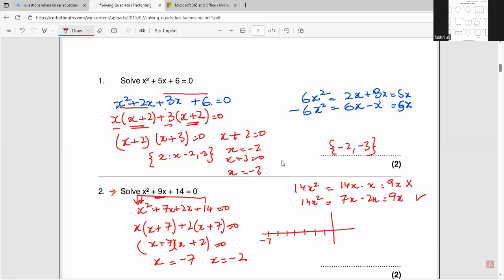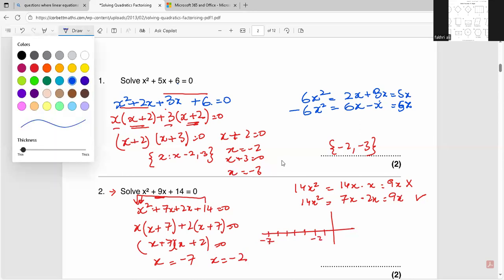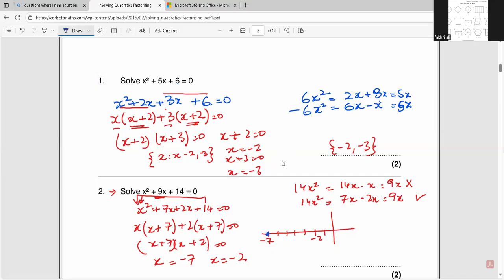This is -7 and this is -2. I have found these 2 points on the x-axis. All right. I'm finding this is the most important part. Okay. There are further parts as well.